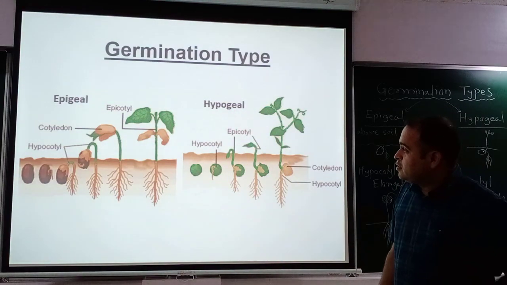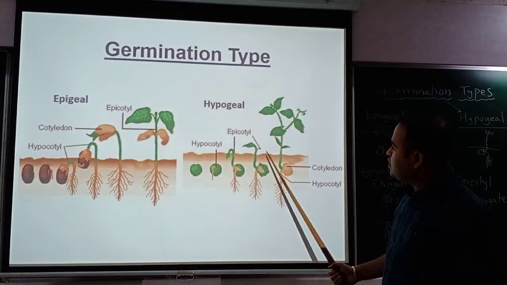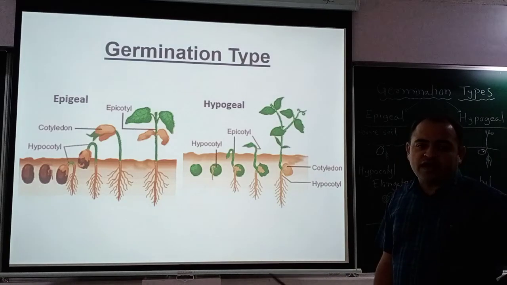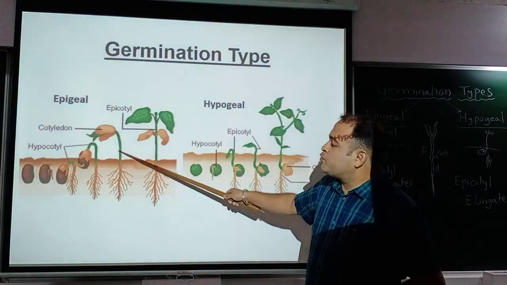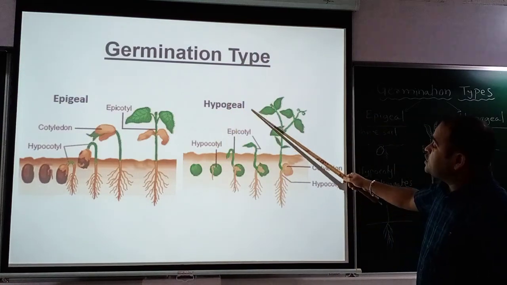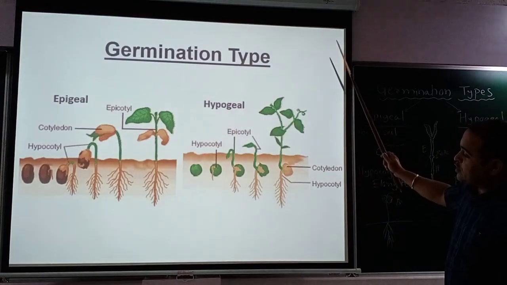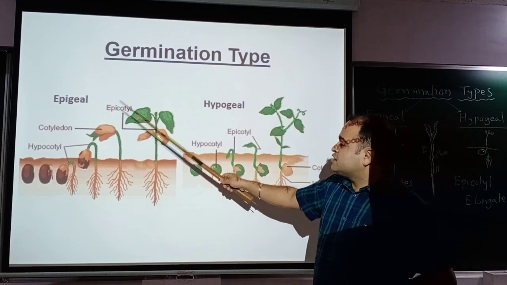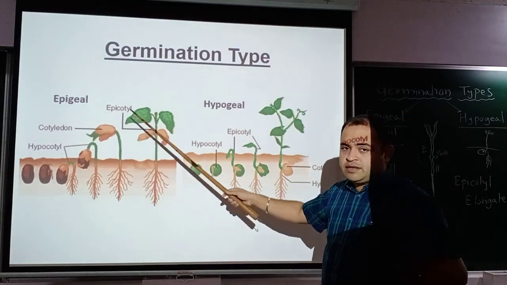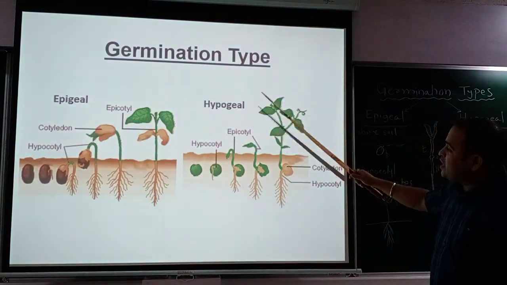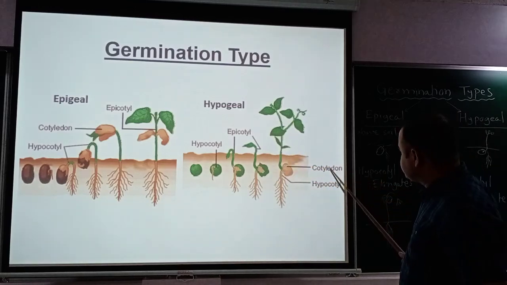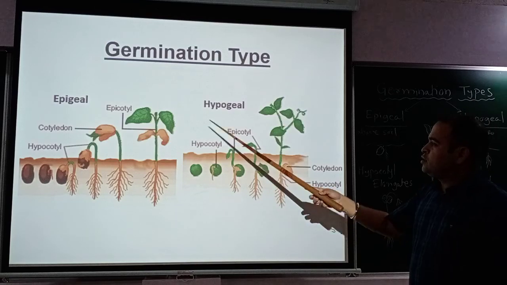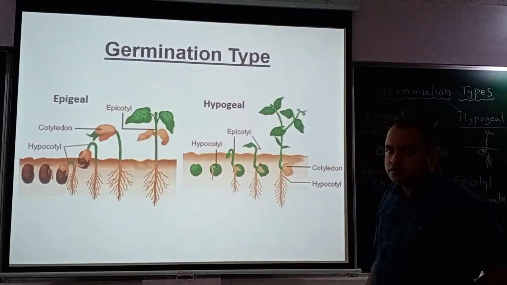Germination type. This is epigeal, this is hypogeal. So I think you are well aware of the things. In epigeal type, the hypocotyl elongates. In hypogeal type, the epicotyl elongates. In epigeal, the seed grows above the soil level. In hypogeal type, the seed remains inside the soil. So this is cotyledon, this is cotyledon. So it is easy.